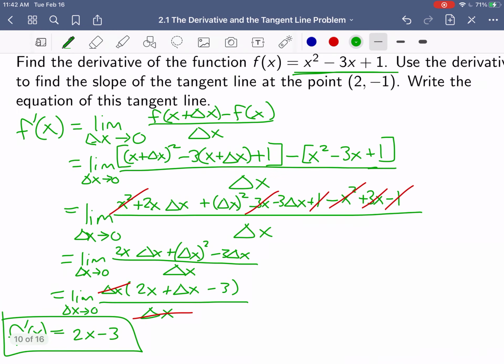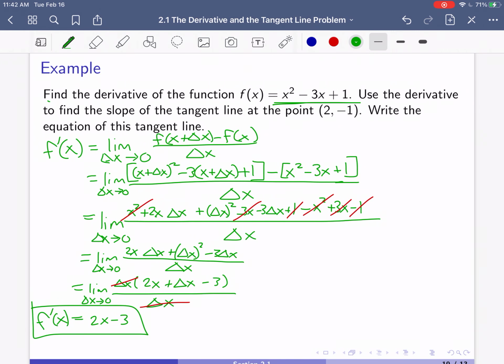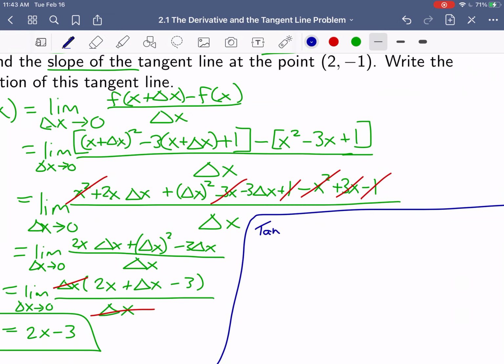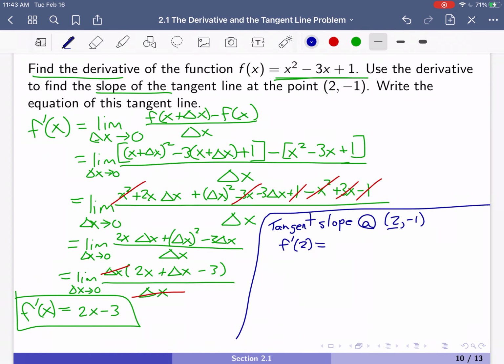Fantastic. Now, that's only one part of this problem. We're also asked to find the slope of the tangent line, right? So to find the slope of the tangent line, we're also asked to write the equation. But let's find the slope. We went through all this work to find the derivative. So if we're going to find the slope of the tangent line at, let's see, at 2, negative 1, we're just going to plug that x value. We're finding the derivative at our x value of 2. We're plugging 2 in to our derivative.